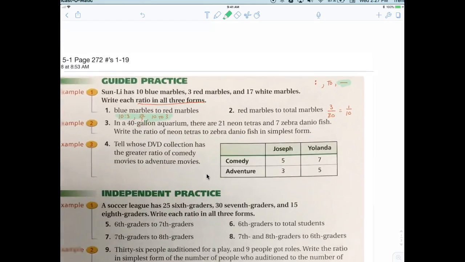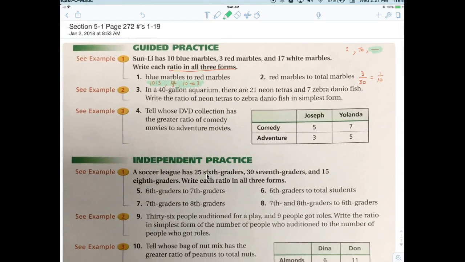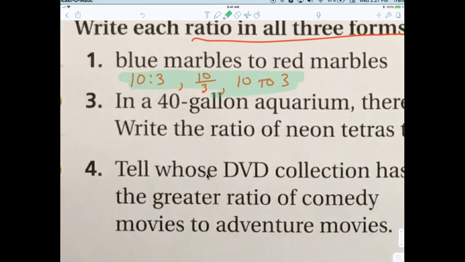For question number 1, I just wrote it all 3 ways so you could see all 3 ways. But mathematicians, or people who are good at math, don't write it as a colon or as the word TO. Everybody writes it as a fraction. But do you know it can be written any of those 3 ways? Yes. I don't want you to write it all 3 ways. I want you to write it as a fraction, because a fraction is a ratio.